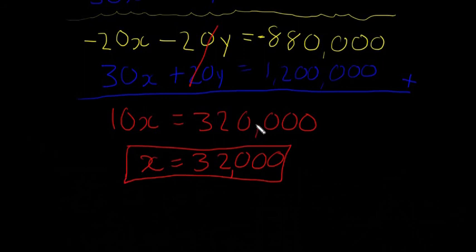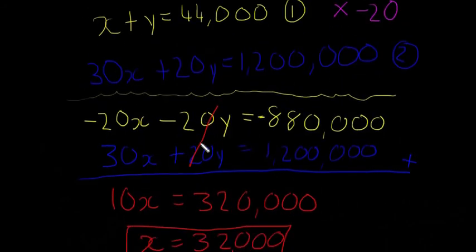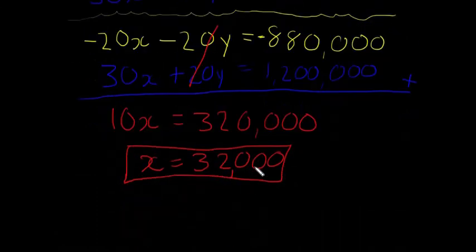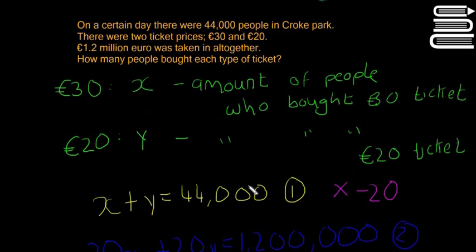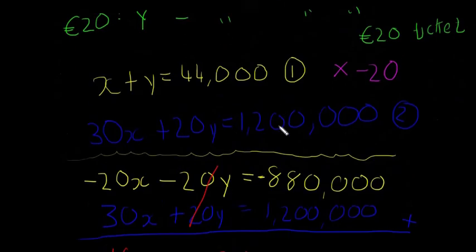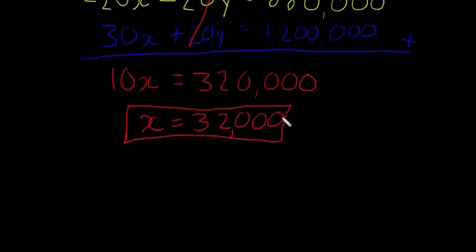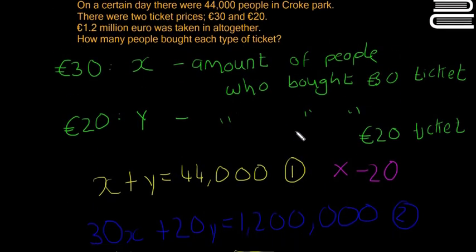So I'll just go through it one more time. So we solved the simultaneous equations, and we got that 10x is equal to 320,000. So then if we solve it, that means x is equal to 32,000. So if we go back to our context, that means the amount of people who bought the €30 ticket is 32,000 people. And that makes sense because 44,000 people bought tickets altogether, so if it was a higher number than 44,000 we would have made a mistake somewhere, so that should be correct.